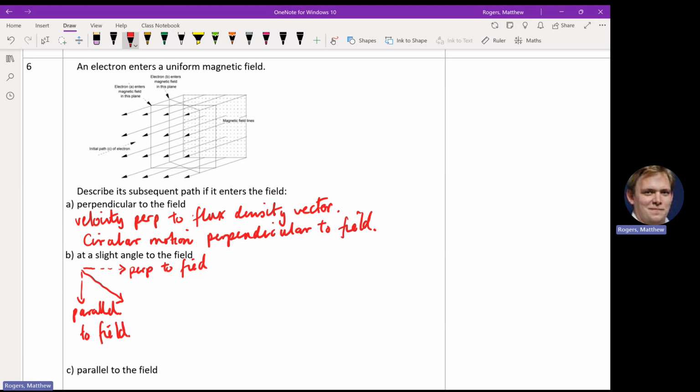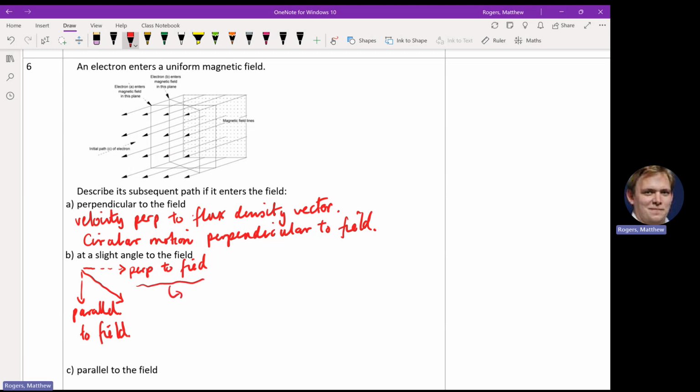It's going to cause circular motion in a plane that's perpendicular to the field, but the particle also retains this velocity that is parallel to the field. So we would expect this thing to follow a spiral that comes out through the plane, keeping the initial velocity that was parallel to the field at all points. So we'd expect this to form a spiral in the field.